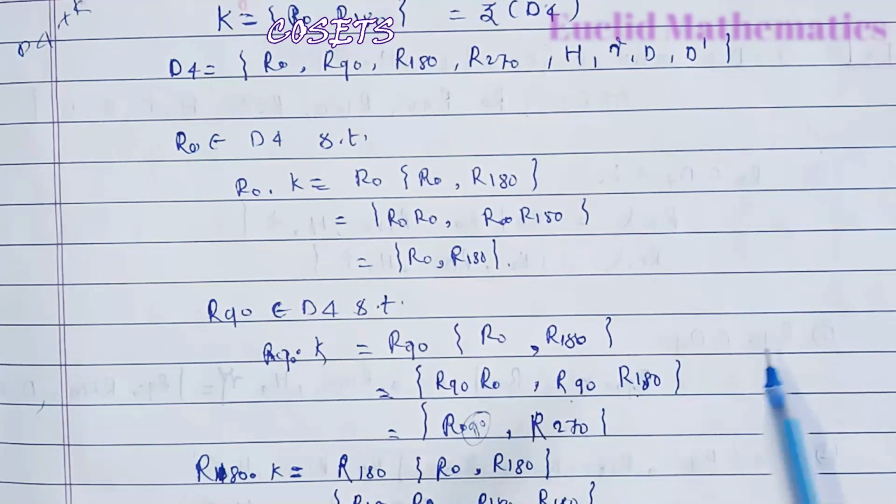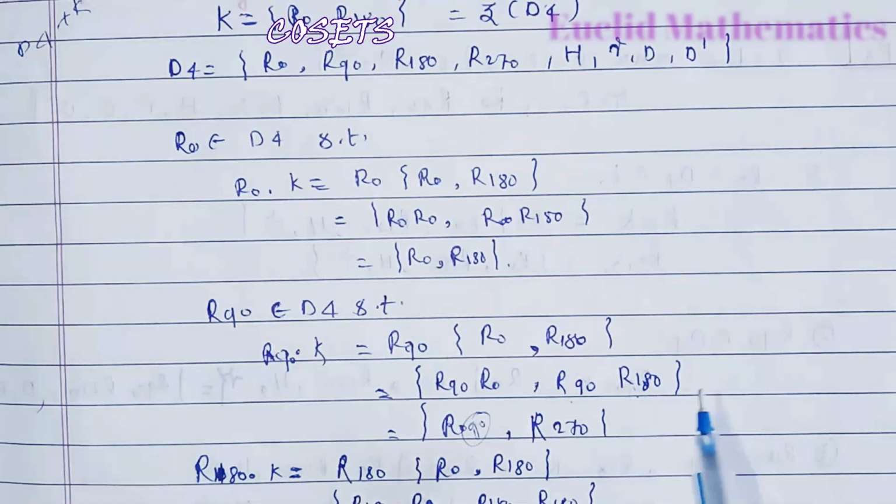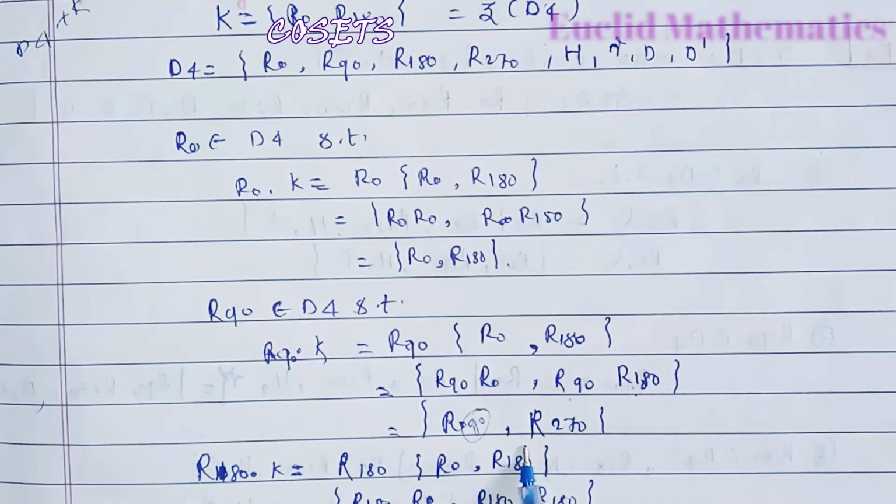Add them. If it exceeds 360, then try to take it under 360. Okay, so R90 into R180, 90 plus 180 is 270. So you have to add it directly here. You will get the next rotation. So here I got the second coset.